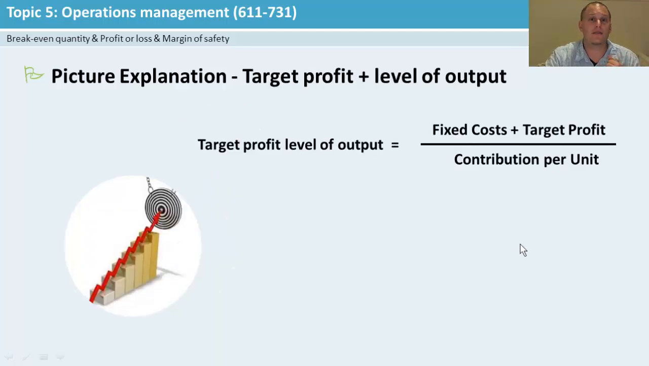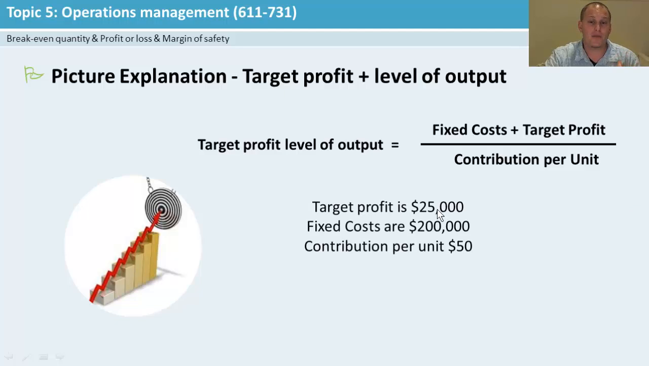Alright, let's get into some procedural stuff here, and we're going to look at target profit and the level of output. Note that this formula is not given to you on your formula sheet, you just have to know it. It's basically the same thing as you'll see here with fixed cost over contribution, but you add your target profit into the same line as your total fixed costs. I've even made a little diagram here for targeting. But we'll do the maths now, yeah?